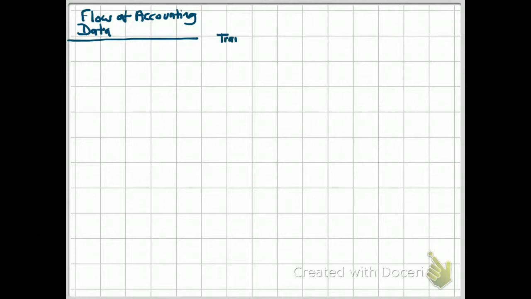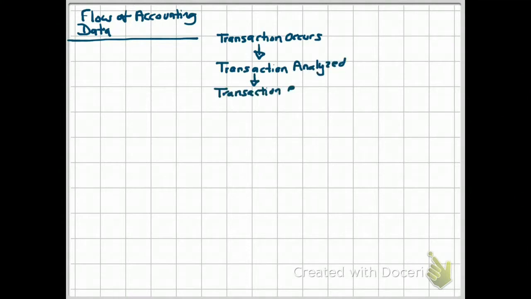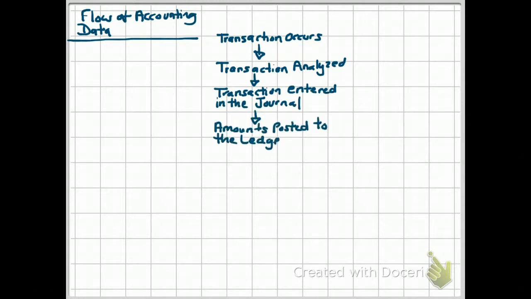Remember, the flow of accounting data starts with a transaction occurring, and then the transaction is analyzed. Then we record the transaction in the journal, and periodically amounts are posted to the ledger. At the end of the period, we prepare a trial balance, which we then can use to prepare financial statements.